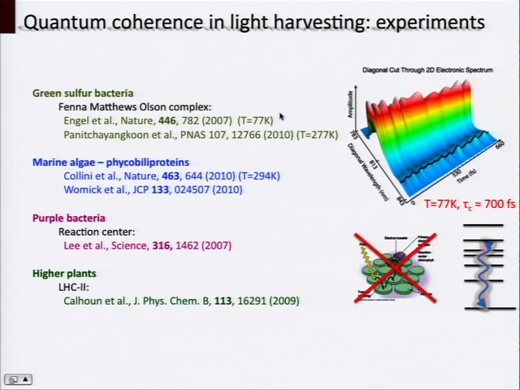As Hartmut mentioned, there have been several experiments since then. This initial experiment was done at cryogenic temperatures, and now there have been multiple experiments at room temperature which confirm the same effect, and in multiple organisms too. So not just in green sulfur bacteria. This is not an outlier in the space of light-harvesting complexes. It's been confirmed in marine algae, in purple bacteria, and also in higher plants. LHC2 is a light-harvesting complex present in spinach, in most of the green plants that we see, and we know that there are quantum coherent effects in LHC2.